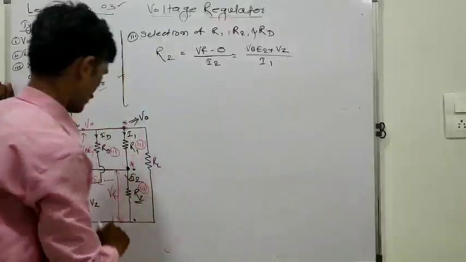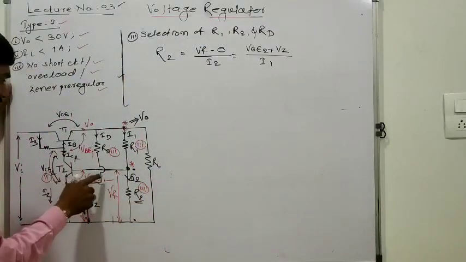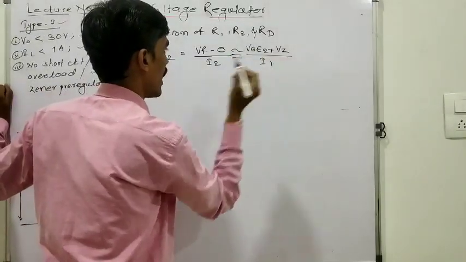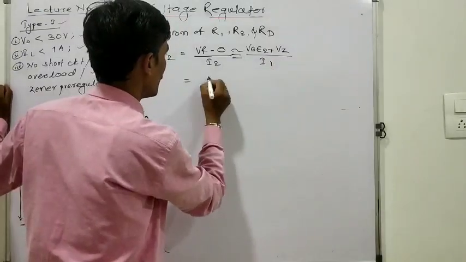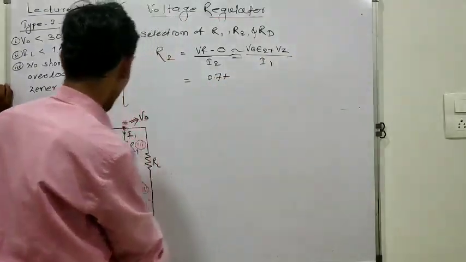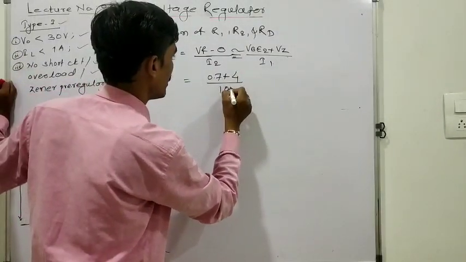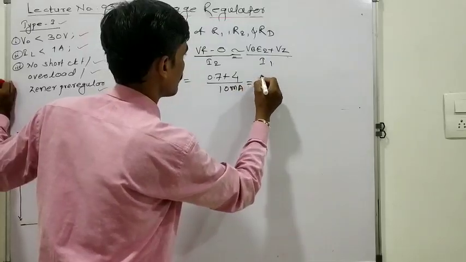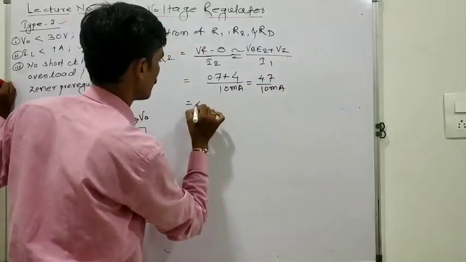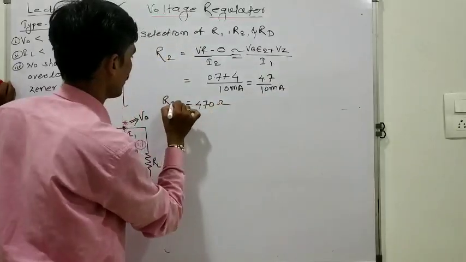I2 is equal to I1, as IB2 is assumed to be 0. So this is approximately equal to I1. So it is VBE2 0.7 plus VZ, which we already calculated as 4 volt, divided by 10 milliampere. So it is 4.7 divided by 10 milliampere, which equals 470 ohm. So this is the value of R2.